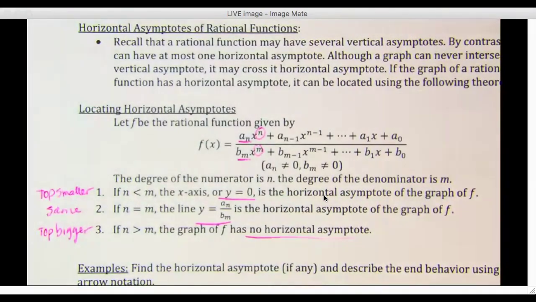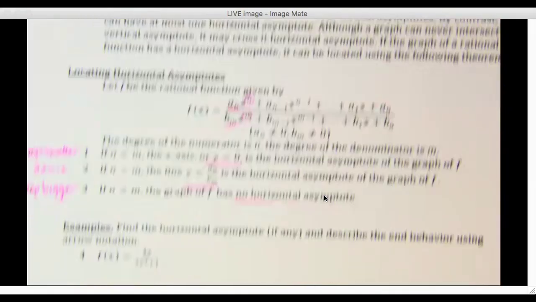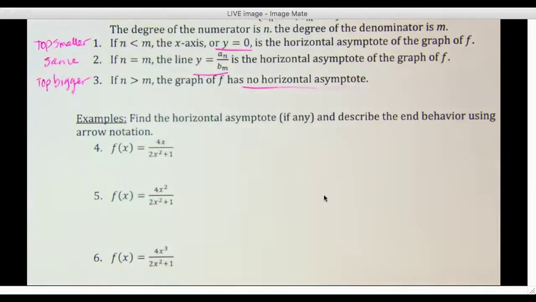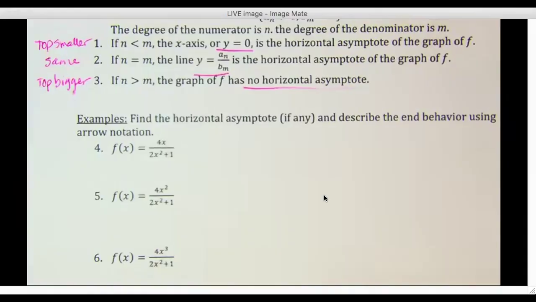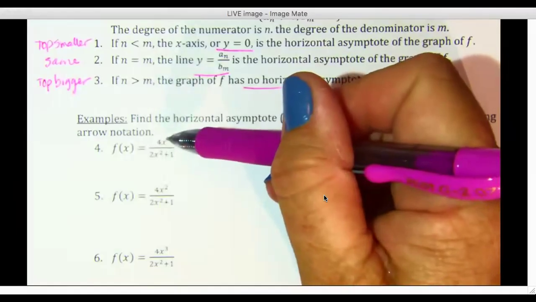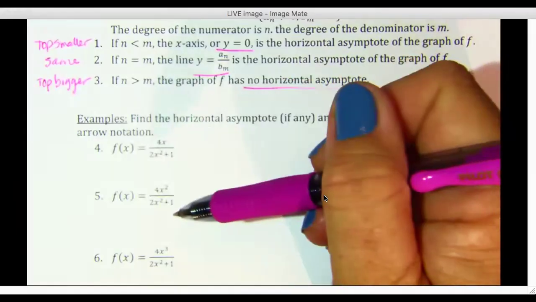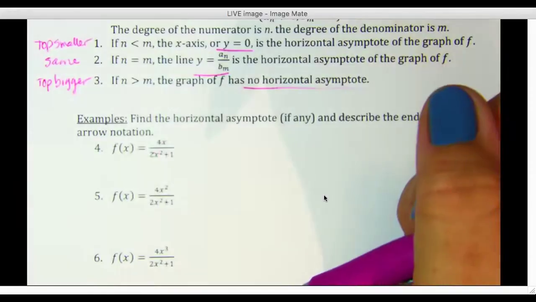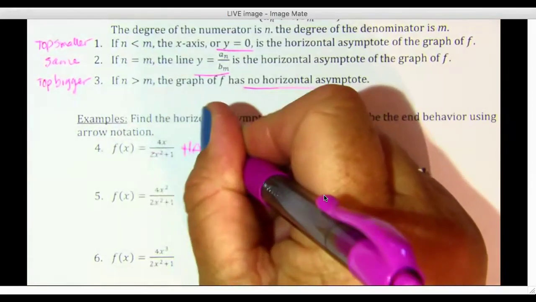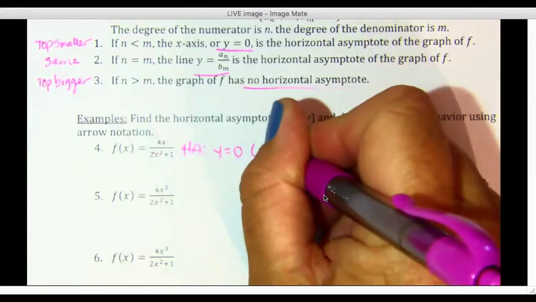Okay. So let's practice that with some actual problems here. So here we have to find the horizontal asymptote. And to do that, we actually don't need it factored. We actually want it multiplied out to see what the degree of the top and bottom are. So here I can see the degree of the top is 1, the degree of the bottom is 2, so the degree of the bottom is bigger. That means the top is smaller. So my horizontal asymptote is y equals 0, or the x-axis.